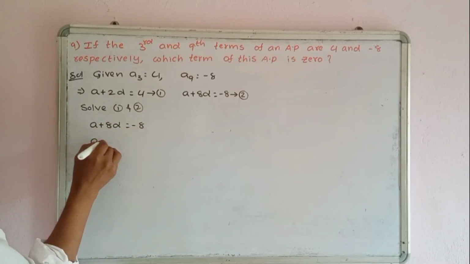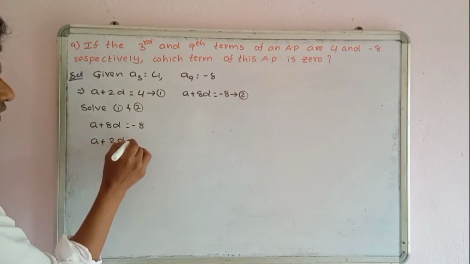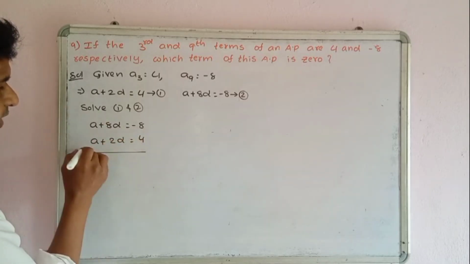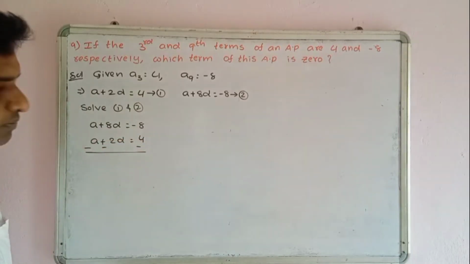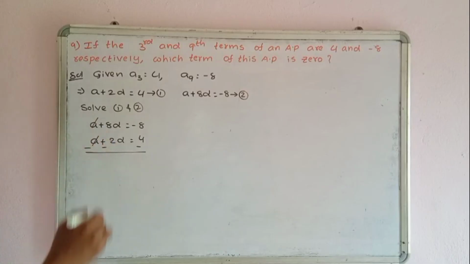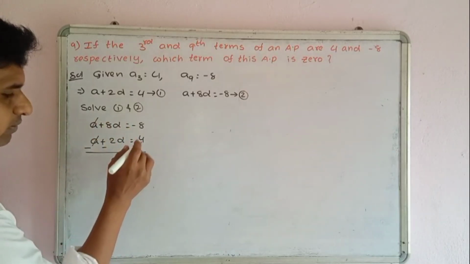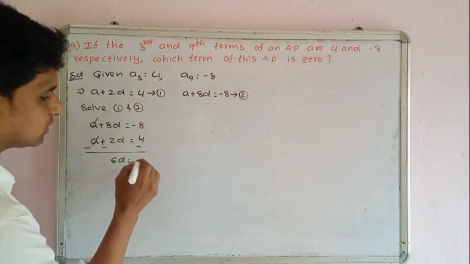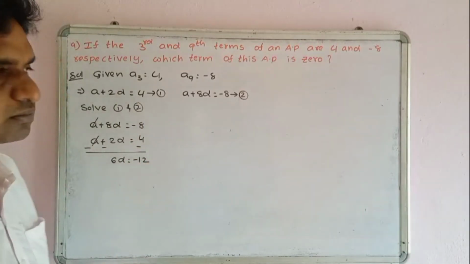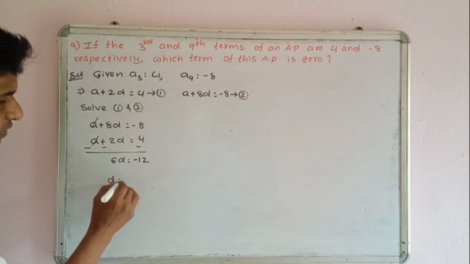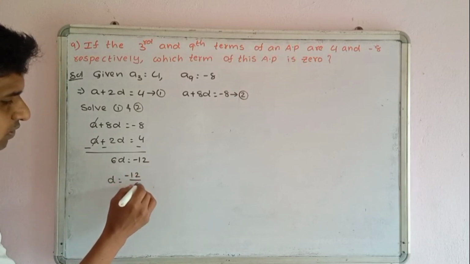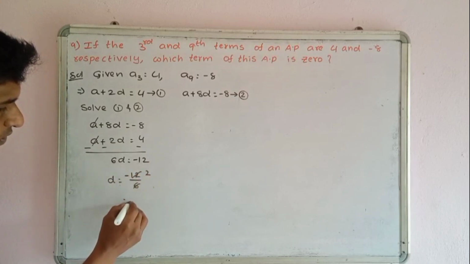Equation 1 is A plus 2D equals 4. So subtract. The positive and negative A get cancelled. 8D minus 2D is 6D. Minus 8 minus 4 is minus 12. So D equals minus 12 by 6. How many times? 2 times. So D equals minus 2.